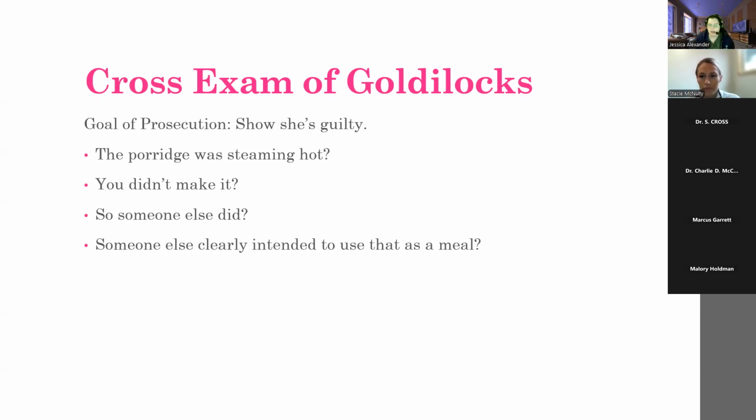So just things that you can pull out of her that will show that she definitely knew she wasn't supposed to be there. She knew she wasn't invited. She knew she couldn't stay, right? Details of that level.